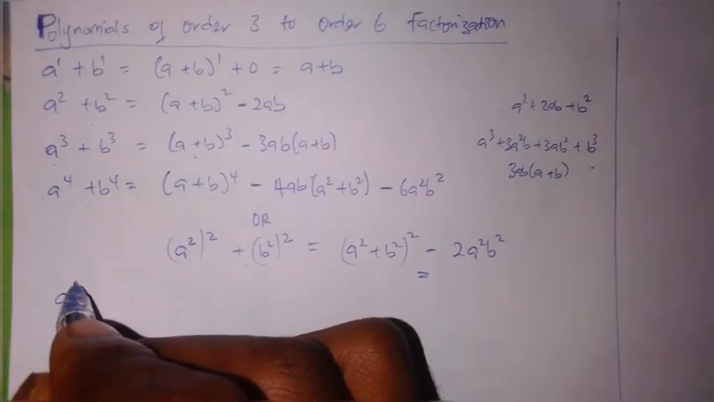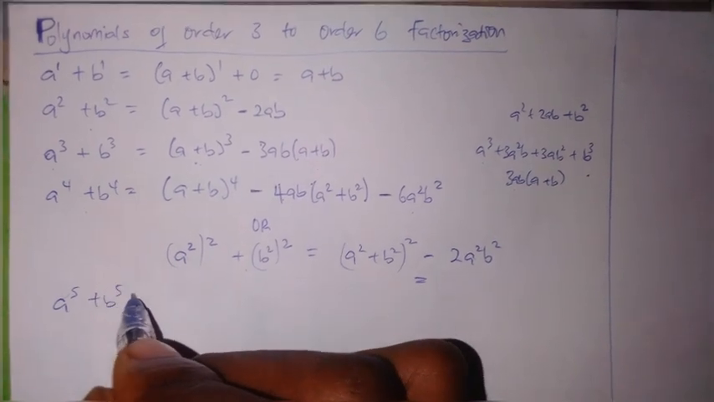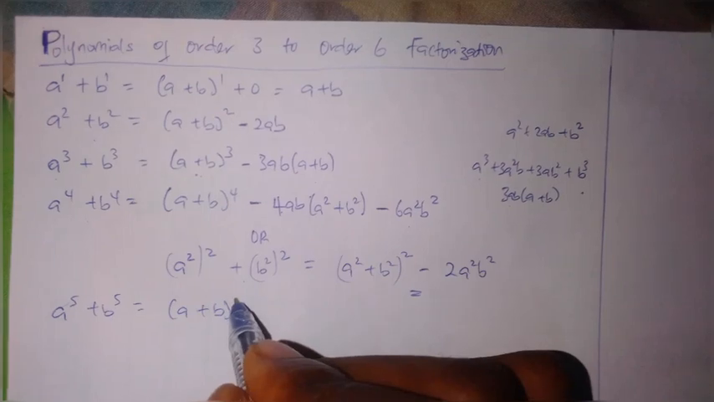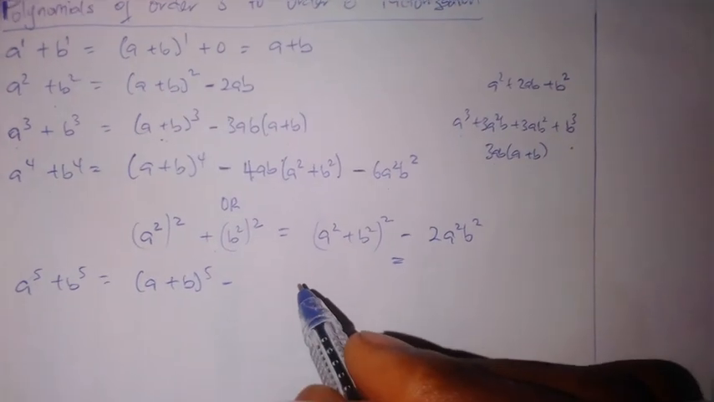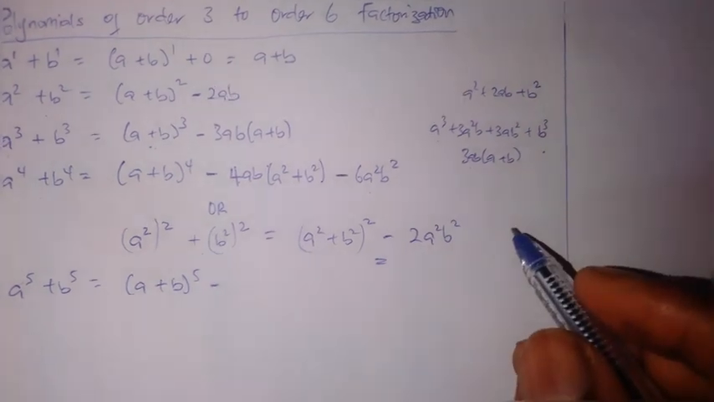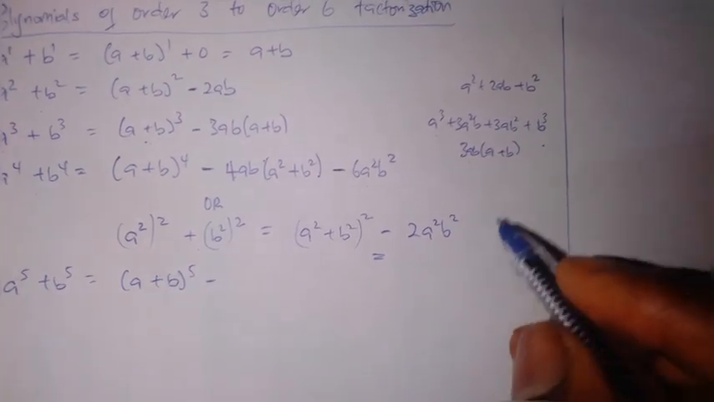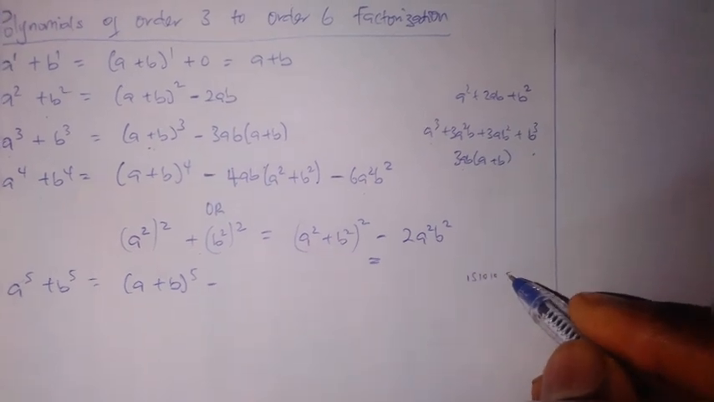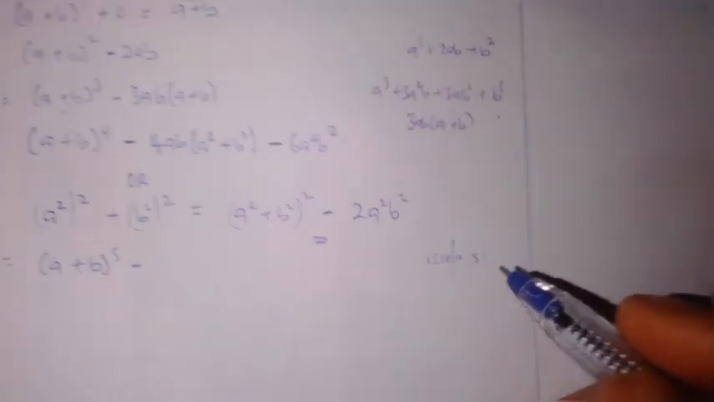For a raised power 5 plus b raised power 5, this becomes a plus b all raised power 5 minus what? After expansion and then using Pascal triangle to bring the ones of 5 together, the ones of 10 together. Because why? The Pascal triangle of 5 is 1, 5, 10, 10, 5, 1. So I'm going to split it like this. I'll split it like so.